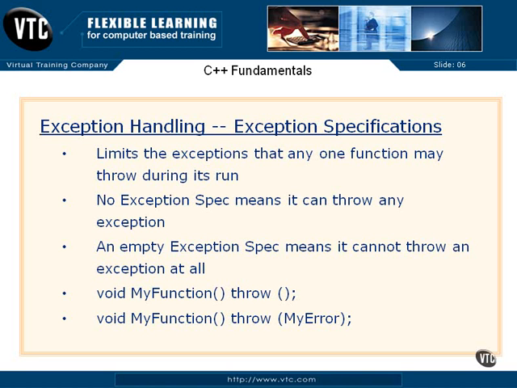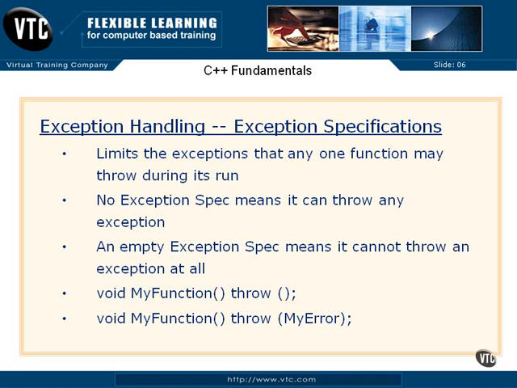We're talking about exception handling, and you've seen try, throw, catch, and that sort of thing already in our previous video. Well, now we want to talk just for a minute about exception specifications. An exception spec limits the exceptions that any function may throw while it's running. If there is no exception spec off of the end of a function definition, then that means that it can throw any exception. There's no limit.